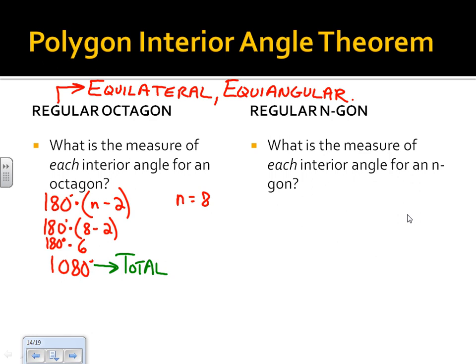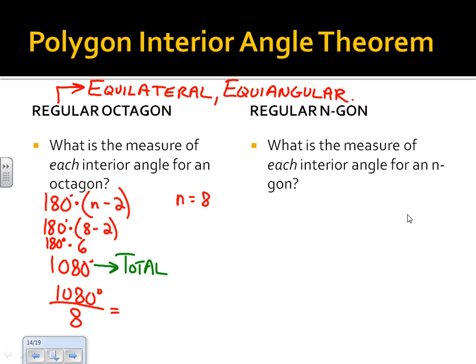Yeah. So it's regular, so that means all the angles are equal. So if we have 1080 degrees and we need to split it evenly between all angles in this case, I just divide it by the number of angles, right? So I have to divide 1080 by the number of angles, which is n again, right? And what does that give me then?